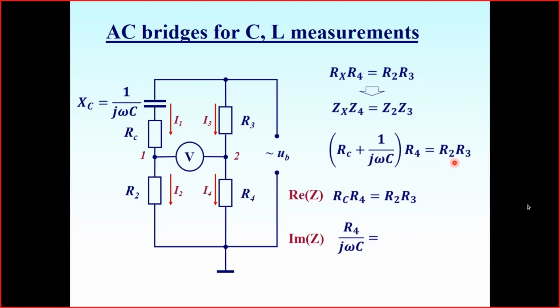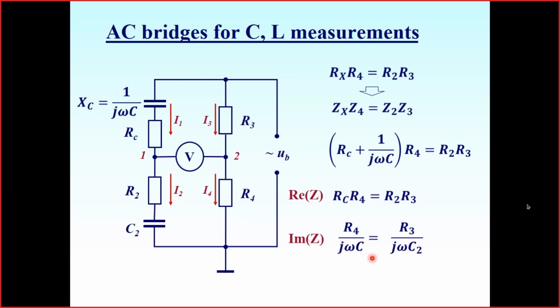For instance, I may replace R2 with some capacitor. So I need to add it here, and in this case my equation immediately changes. I will still have R2 in the real part balance, but I have this impedance of the capacitor C2 in the imaginary part. And now I may balance the bridge.